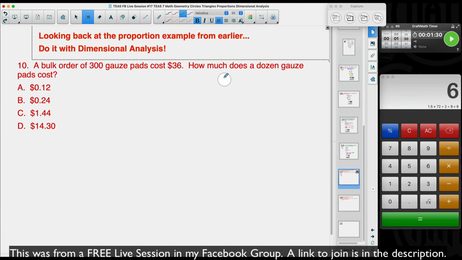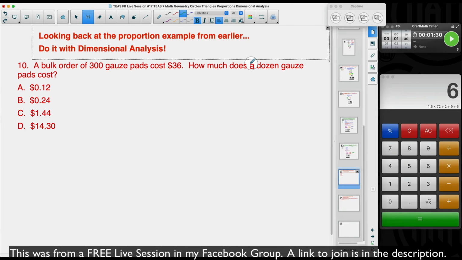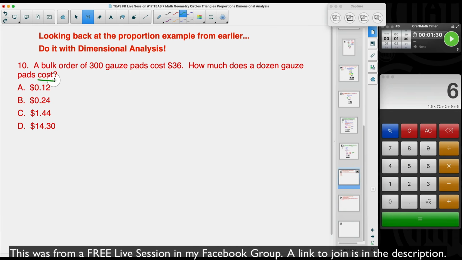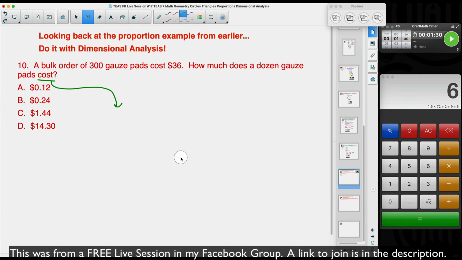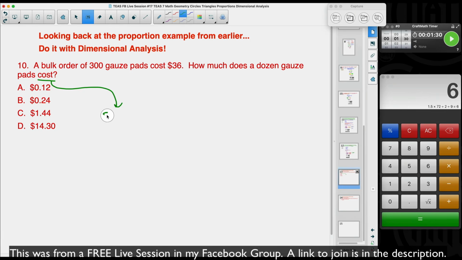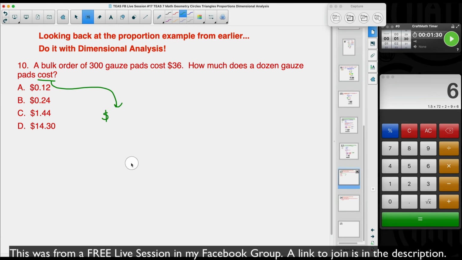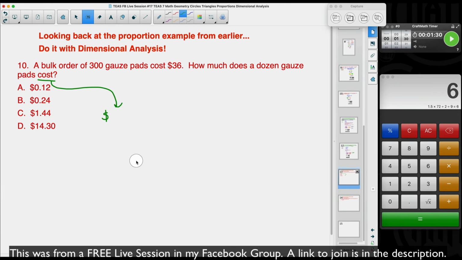So what is the question asking? How much does a dozen gauze pads cost? We are trying to find something, a cost. So you can put the word cost if you want, but since we're trying to find a cost, I'm just going to put a dollar symbol, because that's really what cost represents, money. So I'm not going to do a proportion, y'all. Watch, dimensional analysis does this very quickly.